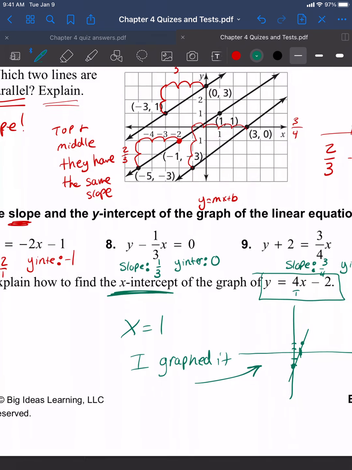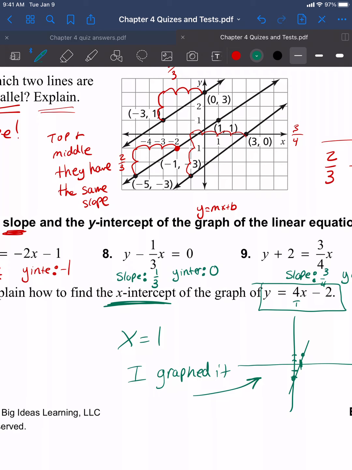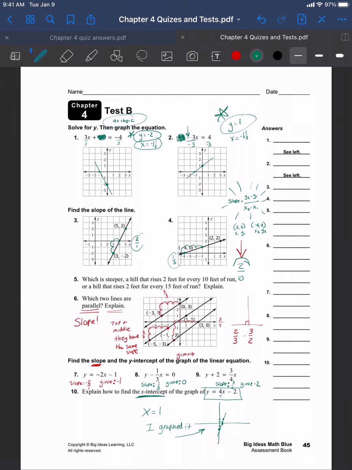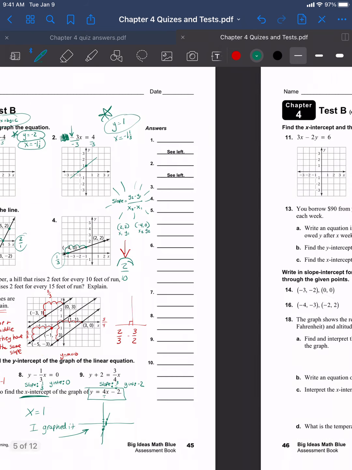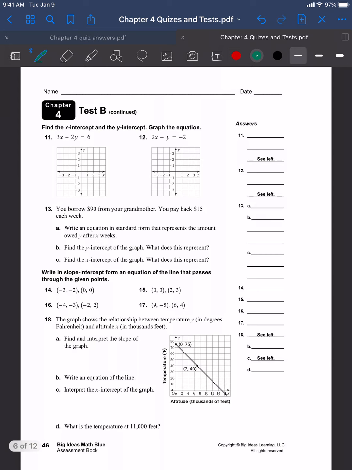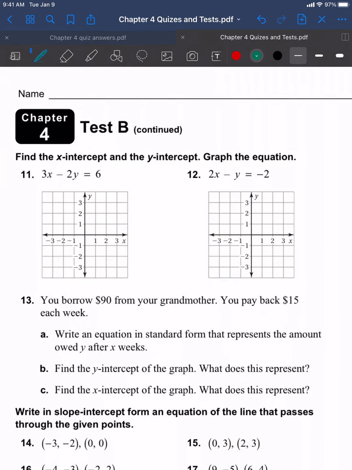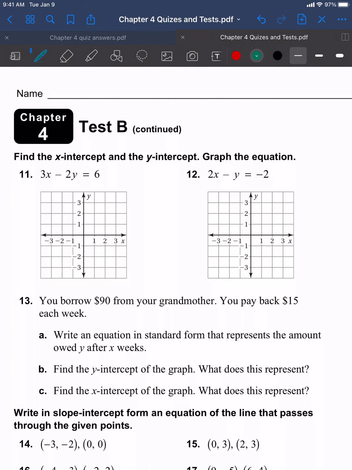Okay? Any questions about that? How do you guys feel about that whole first page? Comfortable? Yeah. Remember, you can watch this video tonight to review, okay? Okay, next page. 11 and 12. Find the x and the y-intercept and then graph the equation.